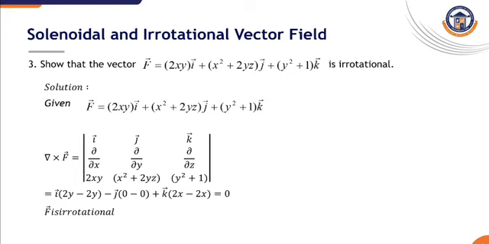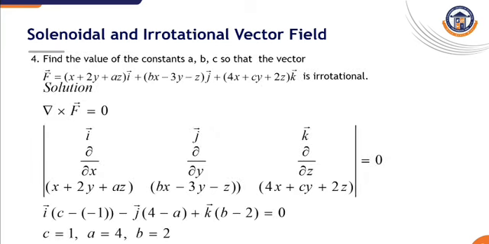Now simplifying, i vector into 2y minus 2y, minus j vector into 0 minus 0, plus k vector into 2x minus 2x. We see that all the values are 0, since 2x minus 2x is 0. Therefore the given f vector satisfies del cross f vector equal to 0. Therefore the given f vector is irrotational.